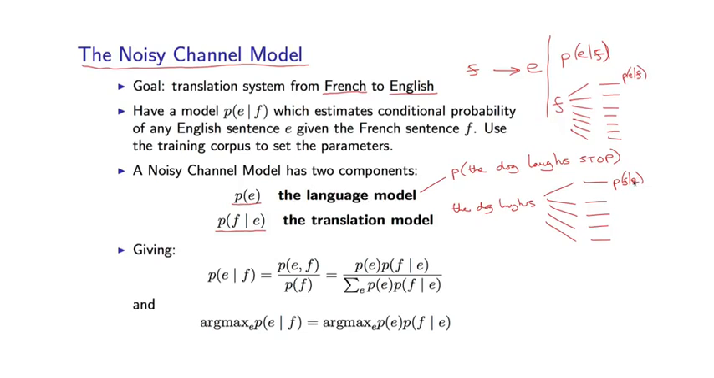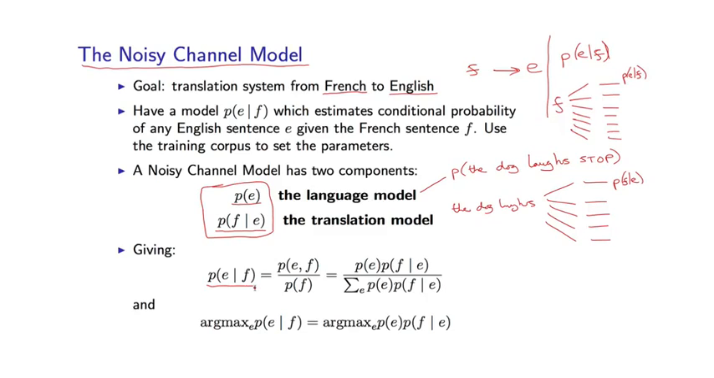Okay, this model is going to be estimated from a set of translation examples. So this is going to be estimated from our bilingual corpus, parallel corpus. As we saw before with the noisy channel model, if we have these two models, we can actually derive P(E|F) using Bayes' rule.